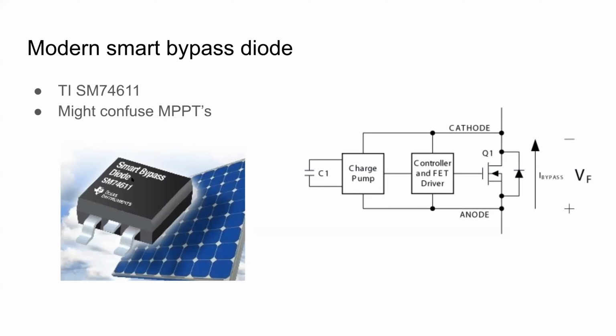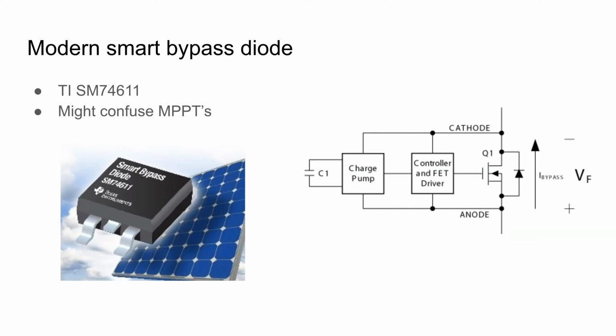So how those integrated diodes work is, they use the voltage drop across the diode when it's conducting to charge a little capacitor with a charge pump. And then they turn on a MOSFET that's in parallel to the diode. So this way you don't have diode losses in your bypass diodes.